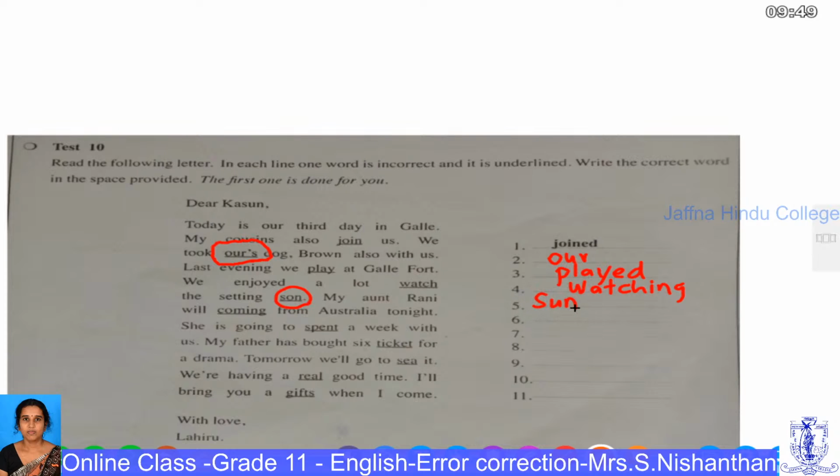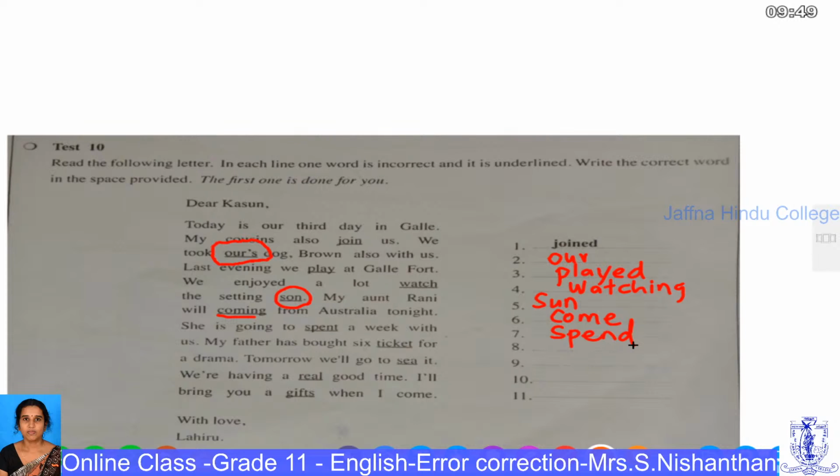Sun. My Aunt Rani will coming. Will. With the verb will, we should use the infinitive. What is the infinitive? Come. From Australia tonight. She is going to infinitive again. To plus infinitive. What should it be? Spend. To spend a week with us.